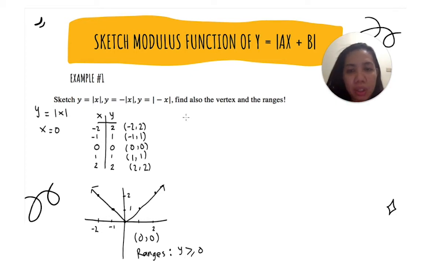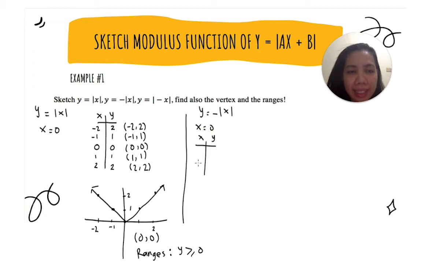Okay, now let's continue to the second function. The second function is y equals minus the absolute value of x. Okay, the same step that we had before, we have to find the vertex first. We can find the vertex from the inside part of the absolute value. So x equals 0. This is the x-coordinate of the vertex. And then we have to make an x and y table here.